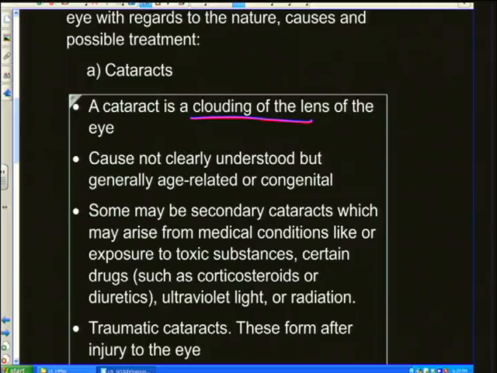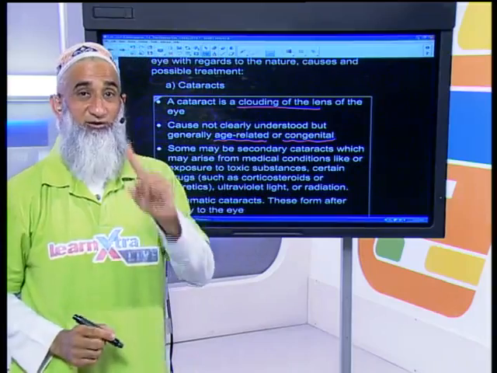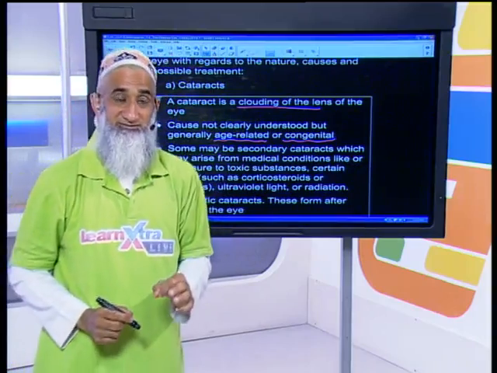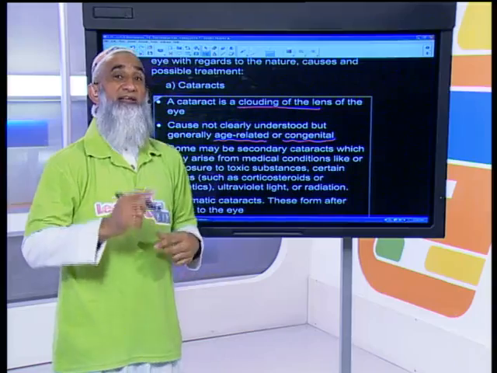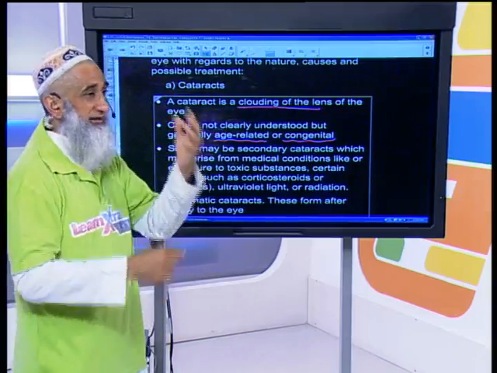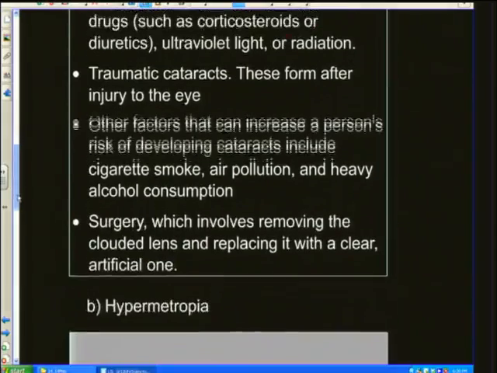The cause is not yet clearly understood, but generally age related, and try and get used to this word, congenital. Now guys, I know genitals come in that word, congenital. We're not talking of the genital organs here. Congenital means that it is hereditary. That means you can inherit it from your parents. Some may be secondary cataracts, traumatic cataracts, etc., whatever.